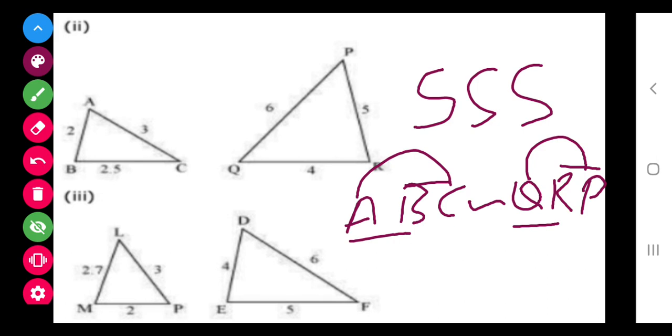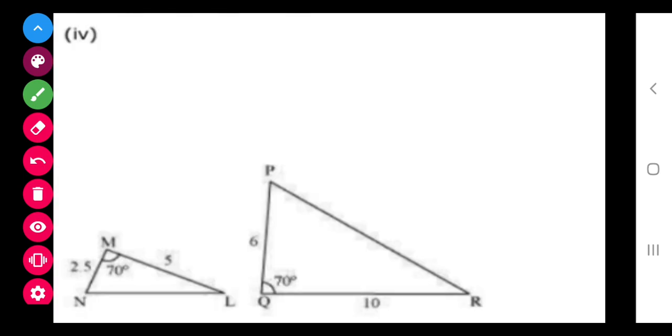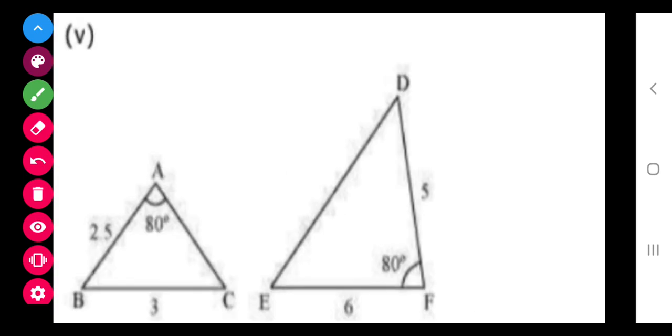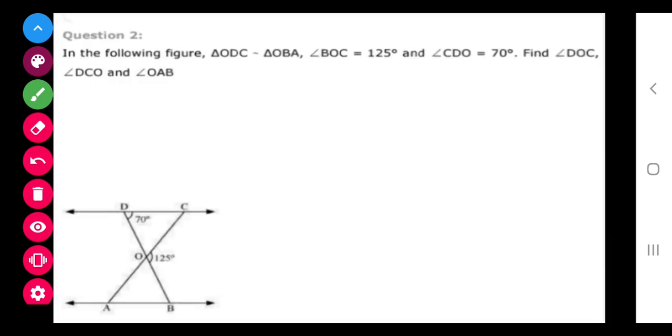So you have to check all this. Same with the other parts you will do. This is the third part. Fourth part, check yourself. Fifth part. Sixth part, you have to do on your own.